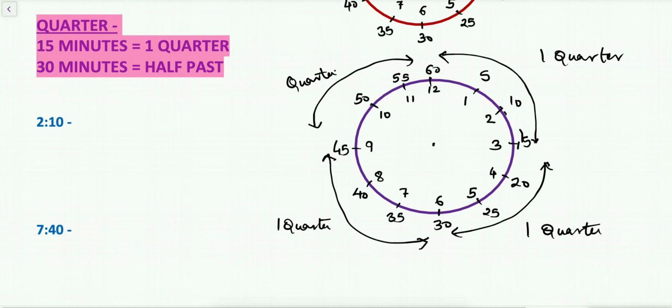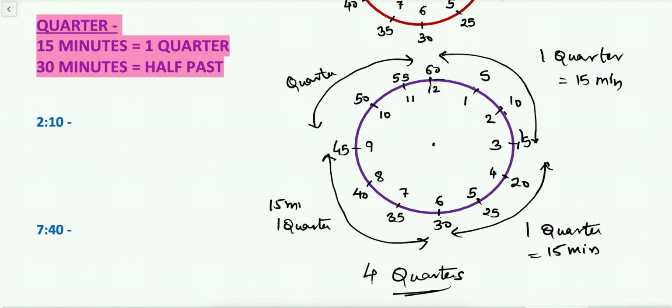So in total we have 4 quarters. 15 minutes, so this is 5, 10, 15. So 15 minutes is equal to 1 quarter, and here also 5, 10 and 15 is 15 minutes, equal to another quarter. And here also from 30 to 35, 5, 10 and 15 minutes, again 1 quarter. And from 45, 50, 55, 60, 15 minutes, so again 15 minutes is 1 quarter. So this is the concept of a quarter. In a clock we have 4 quarters. 15 minutes is equal to 1 quarter.